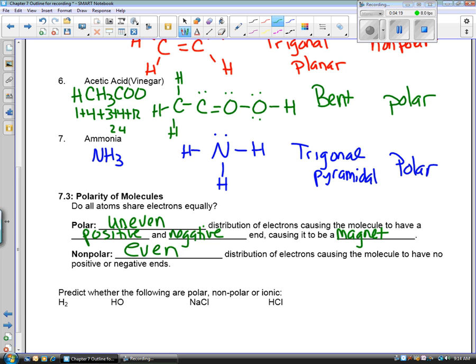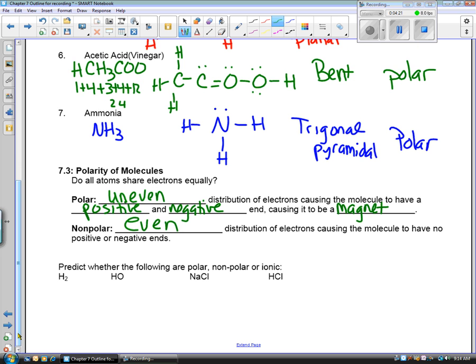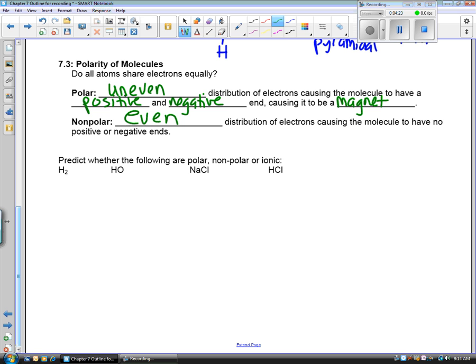So for predicting the following, whether it be polar, nonpolar, ionic: H to H, there's no difference there, so that's nonpolar. H to O, even though there's just 1 there, that's going to be polar, because you're going to have a lot more electrons around that oxygen. NaCl is ionic, because it's a metal and non-metal, so that's definitely going to be polar. And HCl is also going to be polar.